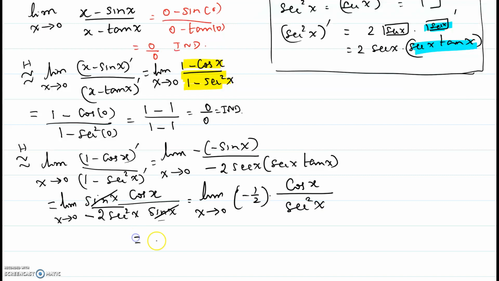Now we can plug and play. The negative half can be pulled out. Now we apply the limit, which is cosine of 0 over secant square of 0, which is equal to negative 1/2 times 1 divided by 1, which is negative 1/2.